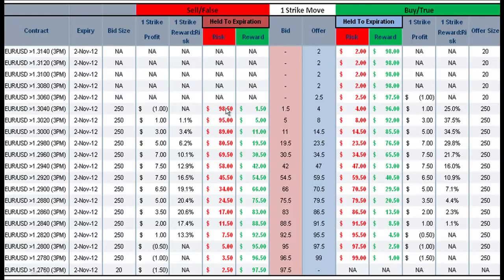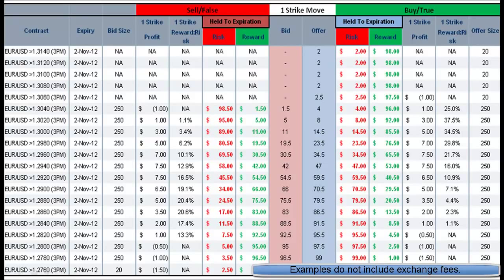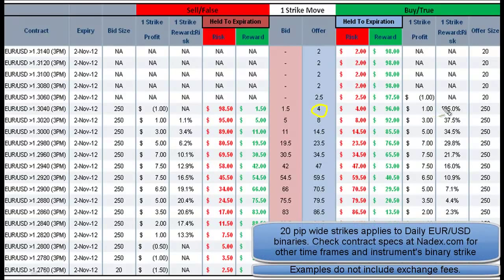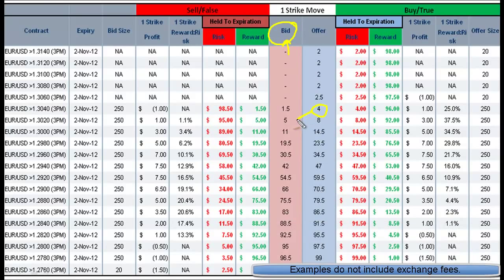But let's take it a step further and ask, what would happen if the euro dollar moved one strike? And remember, every strike is 20 pips wide. So let's put the example together. If we went in and bought this binary and the euro dollar moved up one strike, we'd make $1 or a 25% return. How do we use the binary price ladder to figure this out? Well, we take the bid column over here and we move it up a strike. So if I bought it at 4 and it moved up 20 pips, I'd be able to sell it at 5.